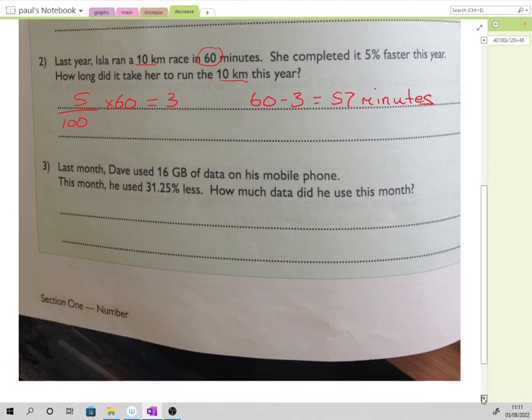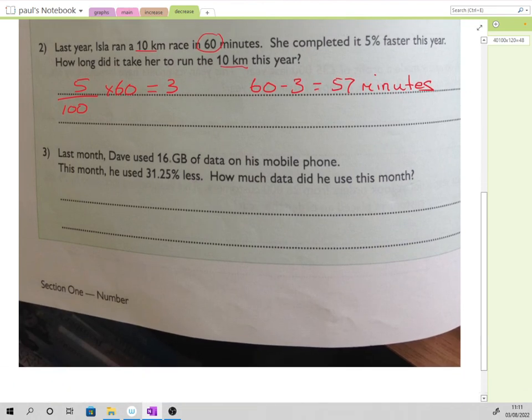Right, last month Dave used 16 gig of data on his mobile phone. This month he used 31.25% less. How much did he use this month? Okay, so we find 31.25% times 16. Don't be frightened of the decimals. It's all exactly the same. 31.25 divided by 100 times 16 is 5. Oh, that worked out nice.